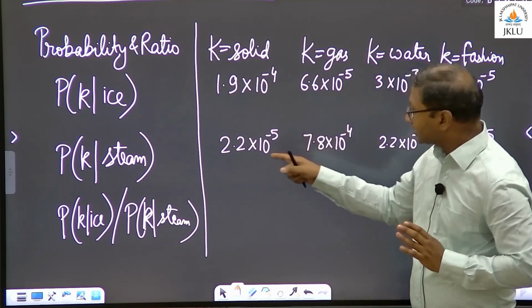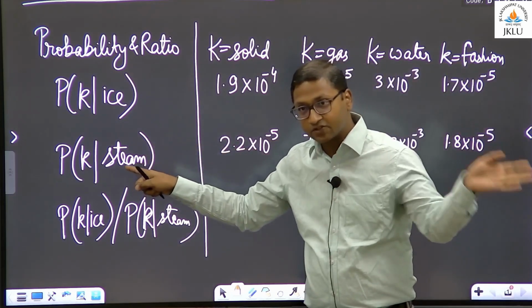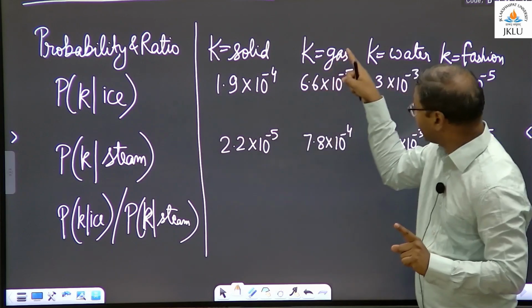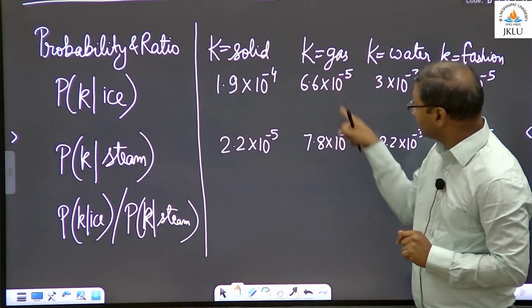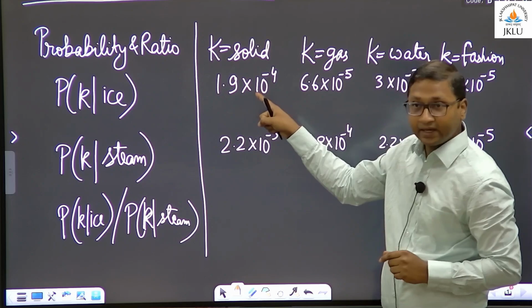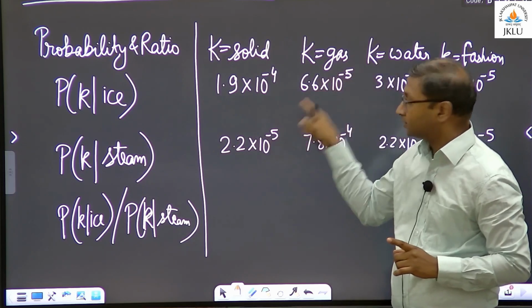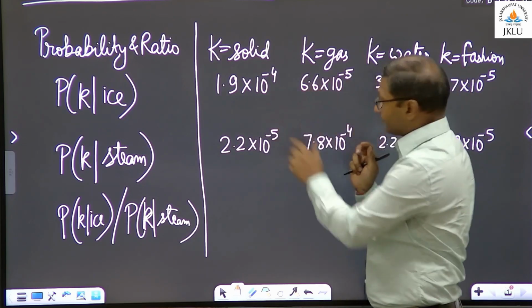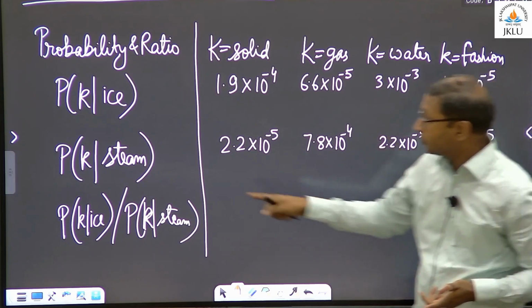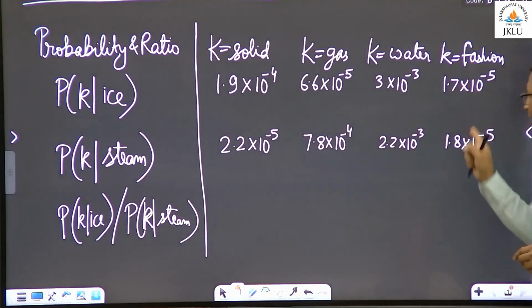What is important is, similarly, for this, the probability of k given steam. Now steam is the gaseous form of water, so it doesn't occur that much with solid. If you see these two numbers, they are kind of interchanged. Ice with solid was higher, of the order of 10 to the power minus 4, but with steam, gas is higher. So there is this cross thing, but both are related to water. Both ice and steam are related to water, so the probabilities are roughly similar. And what about this one?